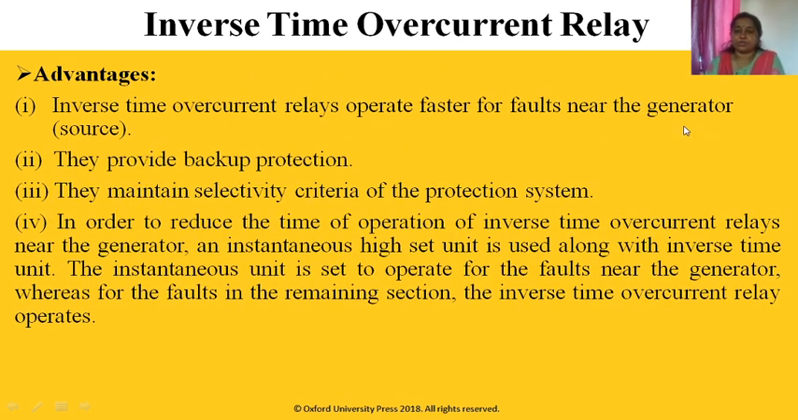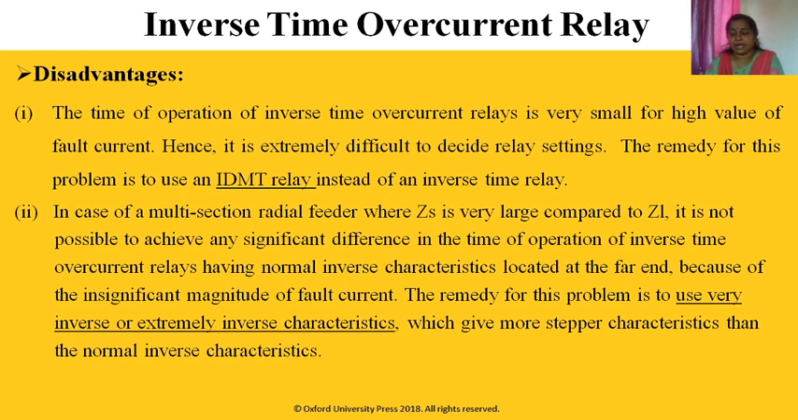Advantages: it also provides backup. Inverse time overcurrent relay operates faster for faults near the generator source. Okay, this also has a drawback. The time of operation of inverse time overcurrent relay is very small for high value of fault current. Hence, it is extremely difficult to decide relay settings. For higher value of fault current, time is extremely small. So, how will you define the relay setting?